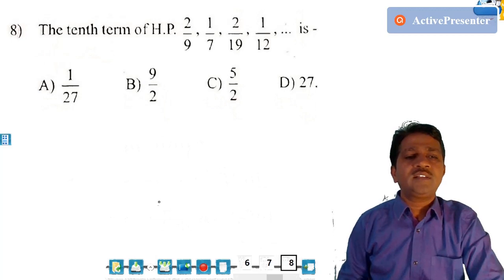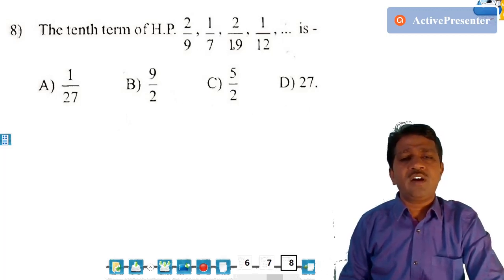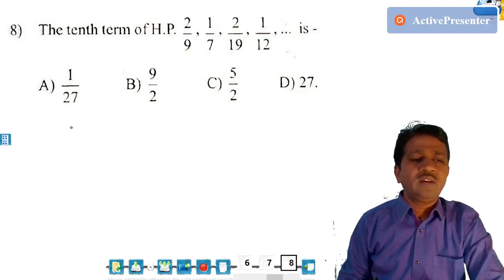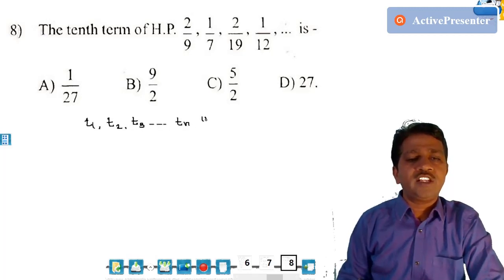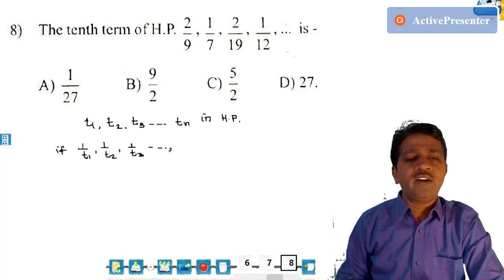Okay, now let us see the 8th example. We have not discussed HP before, but I will give the trick, or the formula, for HP. I will first define HP because in the previous lecture we have not seen this definition. Terms are said to be in HP if their reciprocals are in AP, that is 1 by T1, 1 by T2, 1 by T3, and likewise 1 by Tn are in AP.